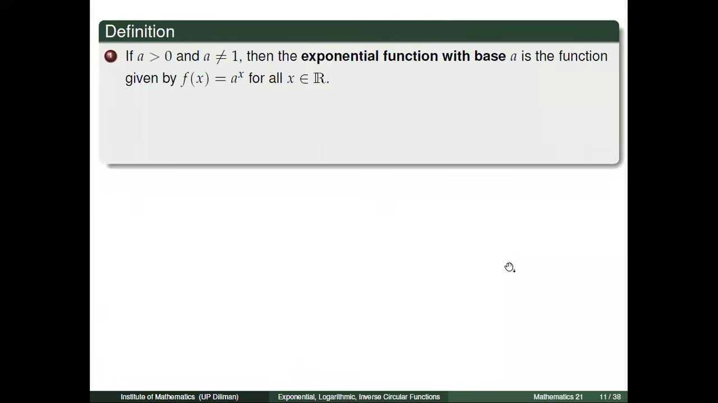Recall that if a is a positive real number that is not equal to 1, then the exponential function with base a is the function given by f of x equals a raised to x for all x in the set of real numbers. Here a is not equal to 1 because f of x equals 1 raised to x is just a constant function f of x equals 1.